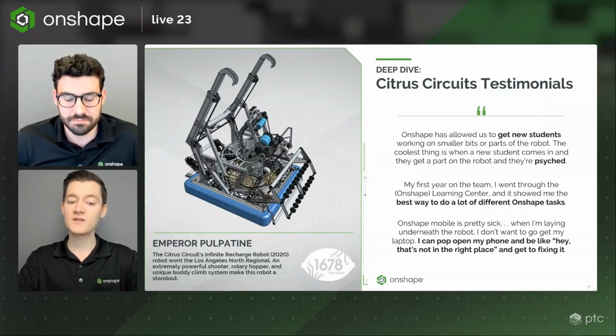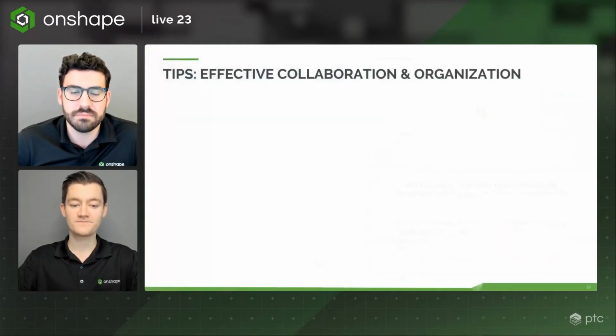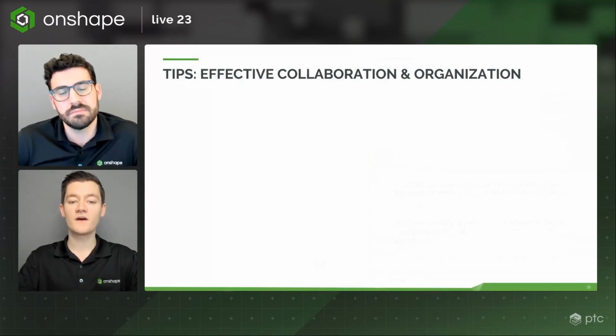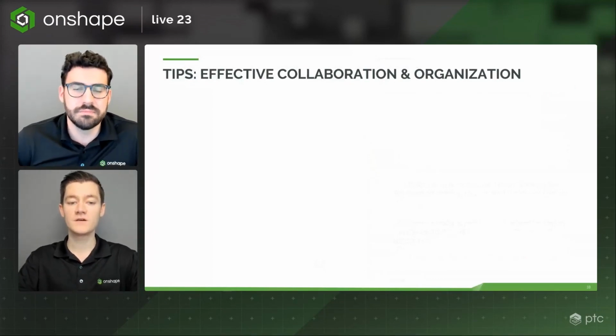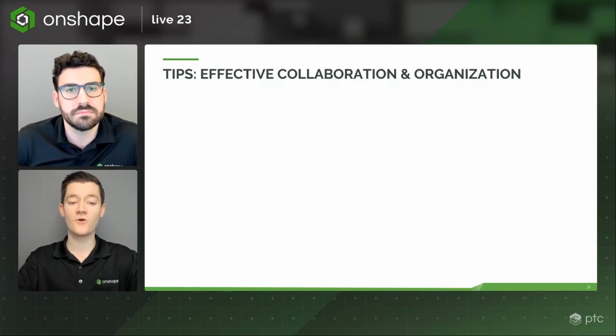So, I did mention earlier that the Citrus Circuits had a really good collaboration and organization scheme, so let's take a look at that next. So the process I'm going to describe here is how to design a complex assembly across multiple Onshape documents. This is the process that Team 1678 uses to design their world-class competition robots, but it does work for many other types of end products as well.